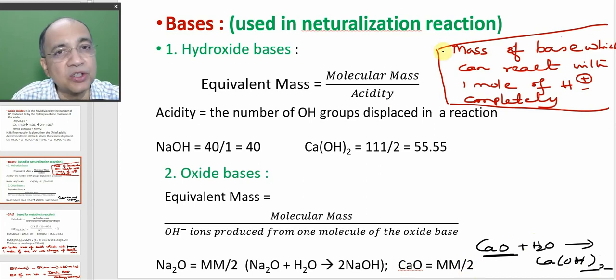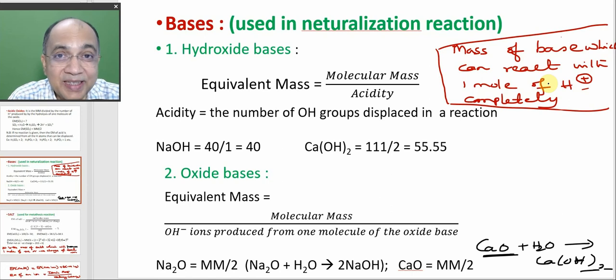And what is the definition of the equivalent mass of a base? It is the mass of the base which can react with 1 mole of H plus ion completely. Remember, the acids, bases, and salts that we are discussing now will be used for a metathesis reaction. Therefore, we always define them in terms of ions, 1 mole of ions.